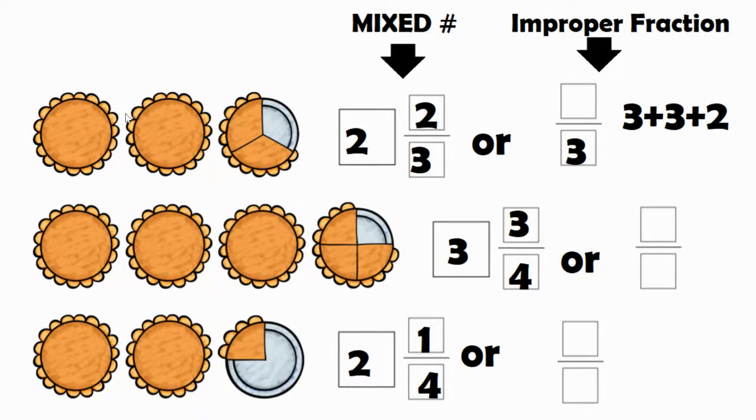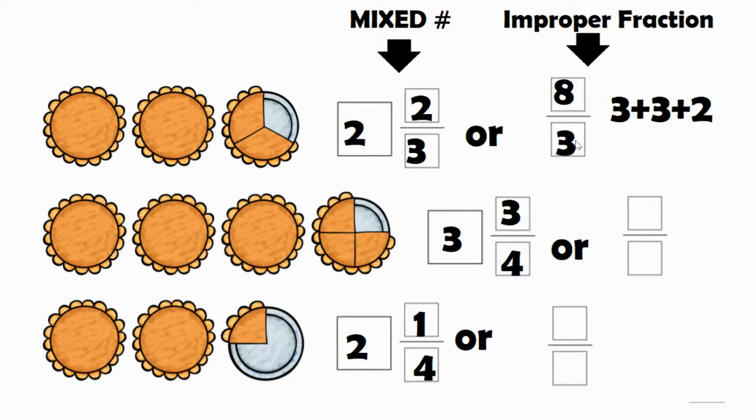So 3, 6 plus 2, 7, 8. 3 plus 3. So this is one whole, and then 2/3. So 3, 6, 7, 8. It would be 8 out of 3. So this is an improper fraction. It's the same as 2 and 2/3, but if you want to write it just as an improper fraction, this is what it would look like.